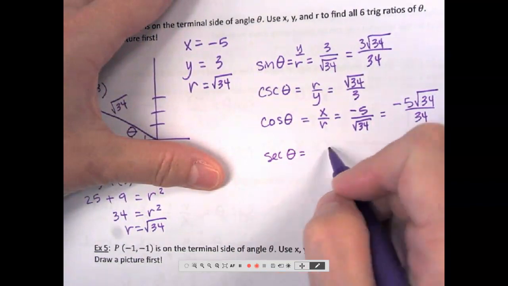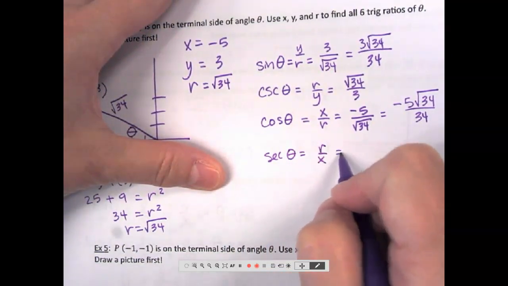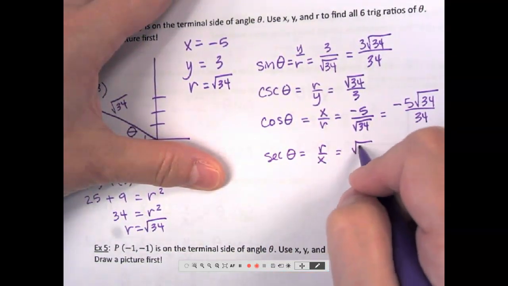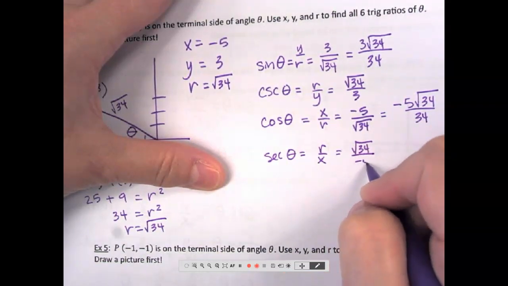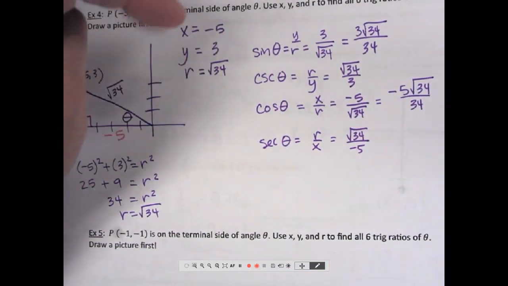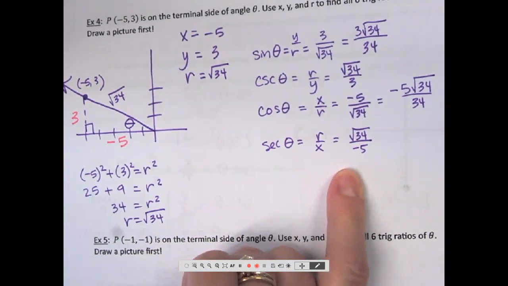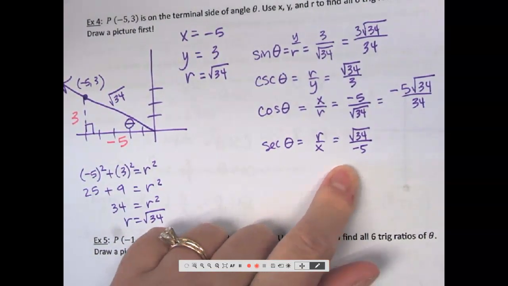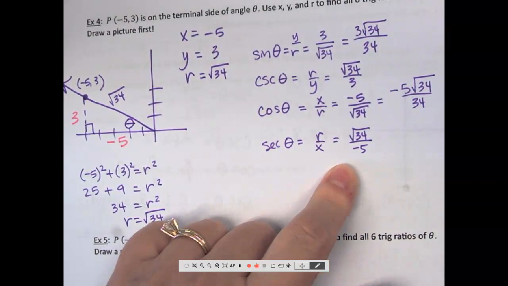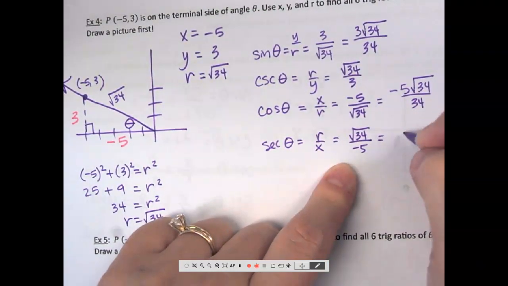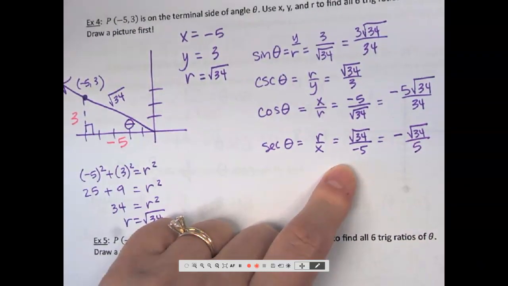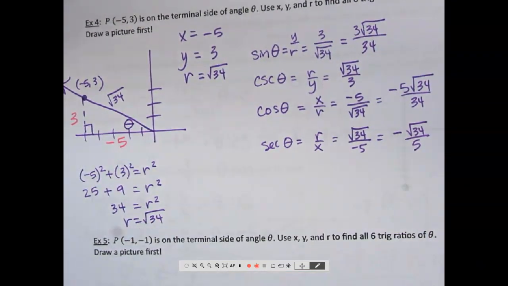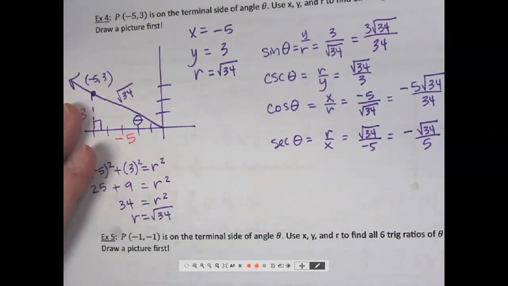Secant is r over x. R is square root 34. X is -5. Now, y'all, is it wrong to leave a negative in the bottom? No, I don't like it because sometimes I miss it if it's in the bottom. So I will generally either bring it out front or in front of the numerator. It's just easier to see if it's up there, but it can stay in the denominator if you want it to.